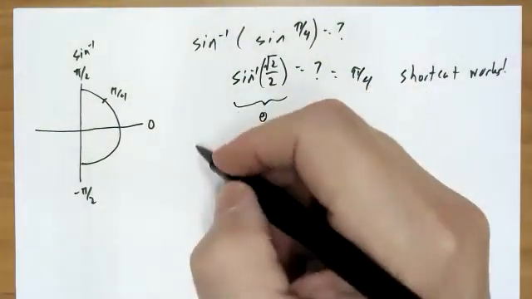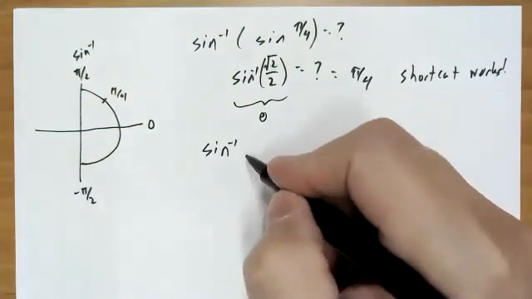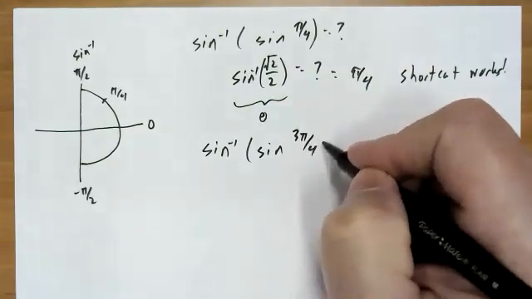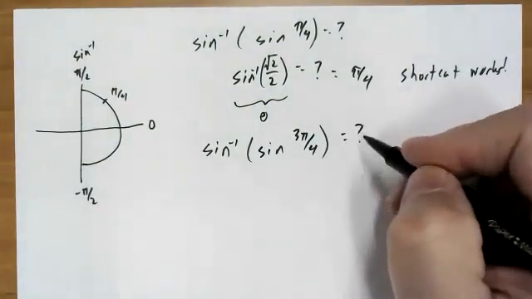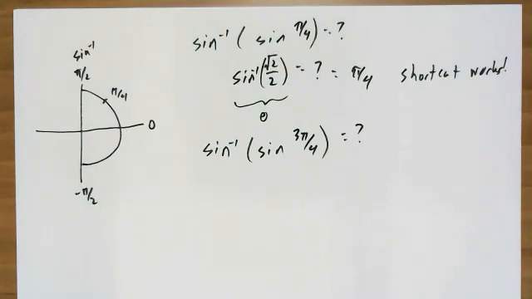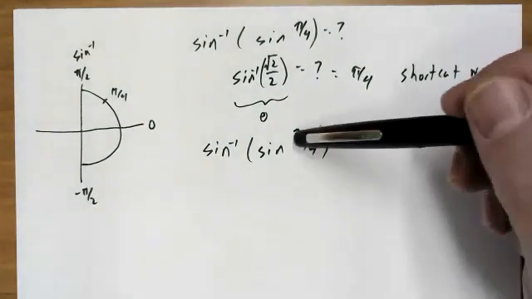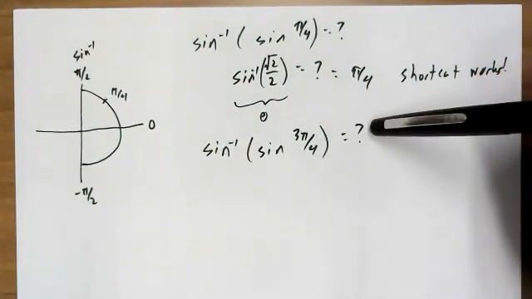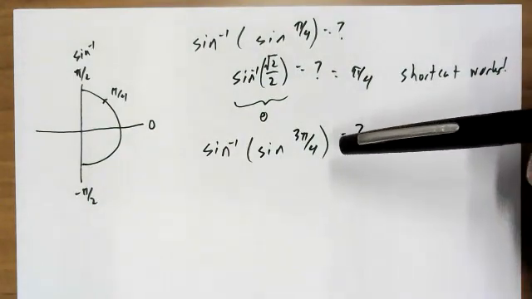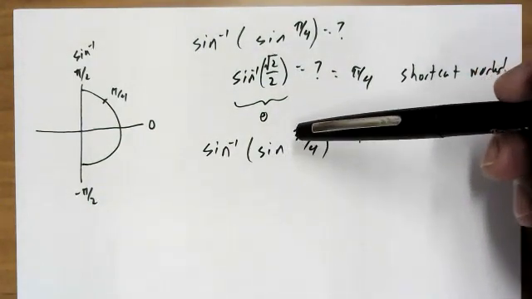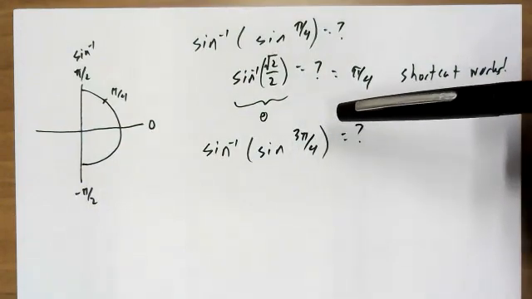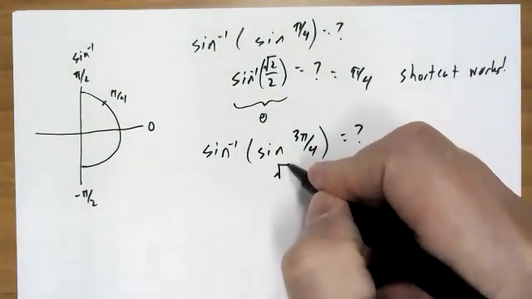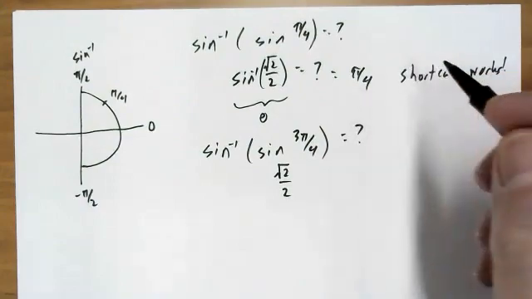How about the inverse sine of the sine of 3 pi over 4? So working from inside out, I'm hoping it would be nice if this equaled 3 pi over 4, if the shortcut worked. Well, let's see. Let's work it out the long way. Sine of 3 pi over 4. If I go back and think about my unit circle, sine of 3 pi over 4 is square root of 2 over 2.